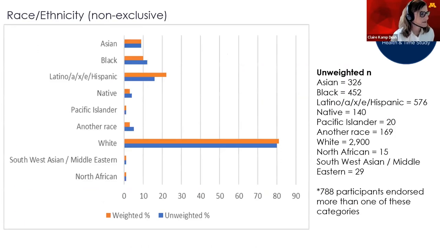Okay, so here we have a non-exclusive coding of race. And I want to talk about this for a second. I've been talking about this whenever I give presentations about NCHAT, that the National Academies had a meeting about structural racism a few months ago that I attended virtually.